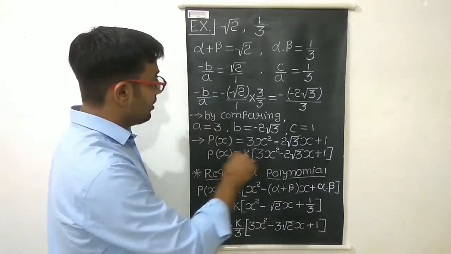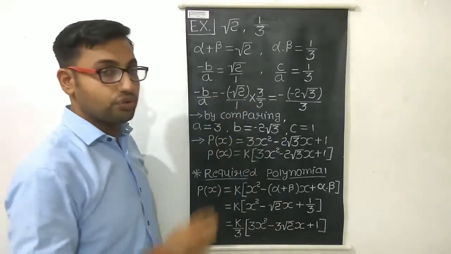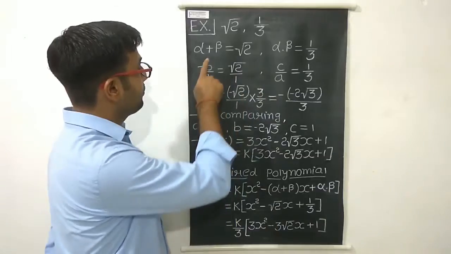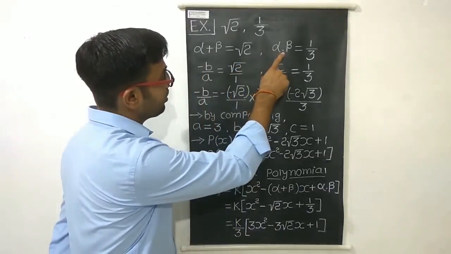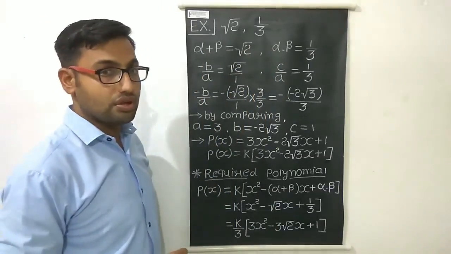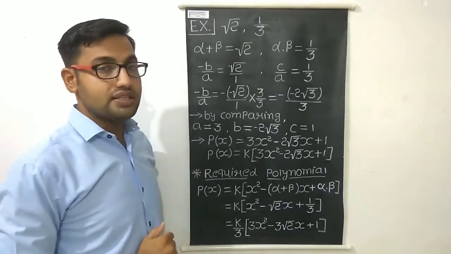So you can use either this method or this method to find the polynomial from the sum and the product of the zeros, right? So this is all about this lecture.